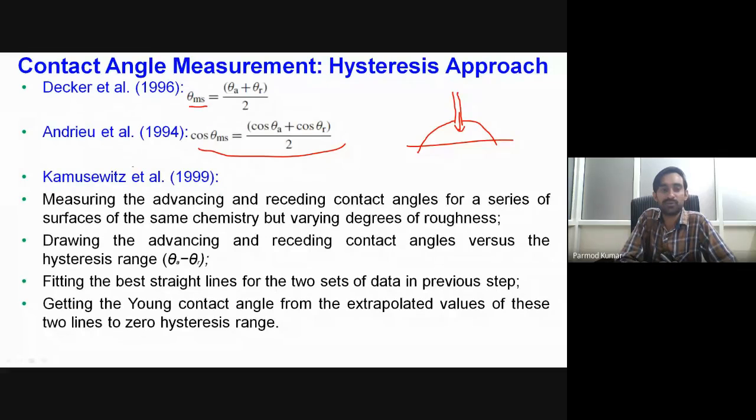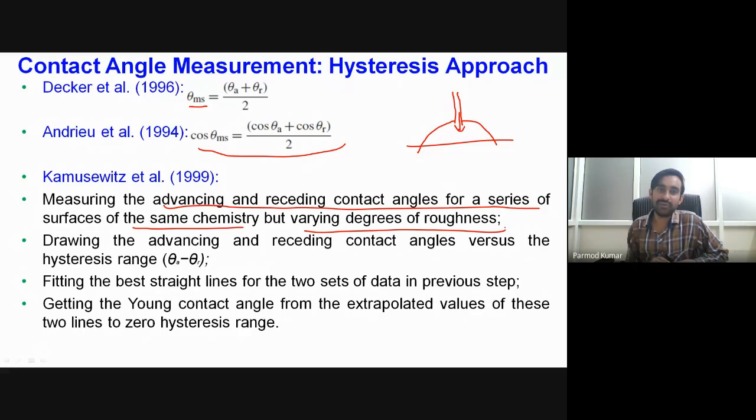As per this procedure, we measure the advancing and receding contact angles for a series of surfaces of the same chemistry but varying degrees of roughness. So we consider surfaces having the same chemistry, meaning the chemical conditions or surface tension of the solid are the same, but we vary the roughness of the surface. For the different roughness, same chemistry substrates, we repeat a series of experiments and find the corresponding values of advancing and receding contact angles.